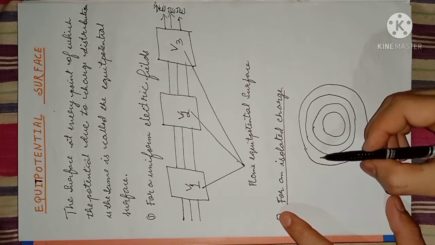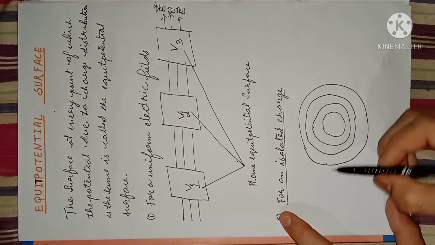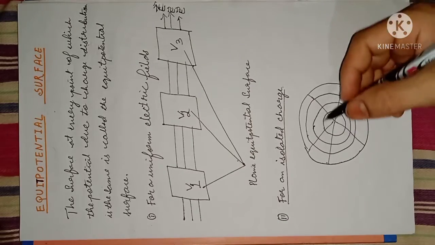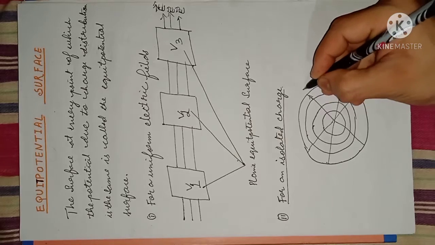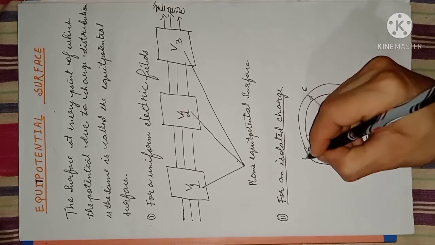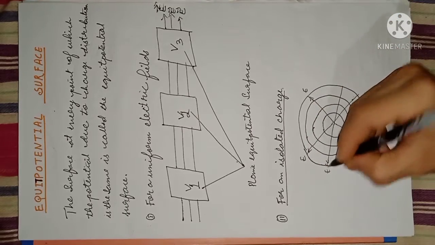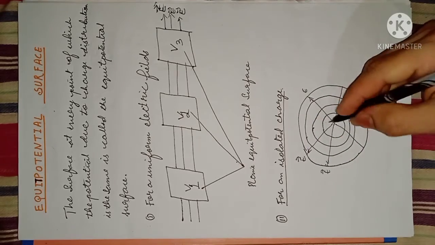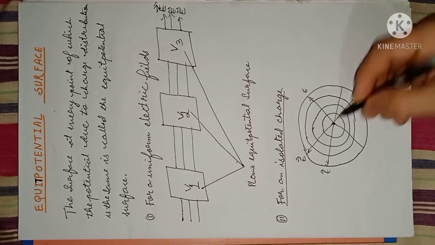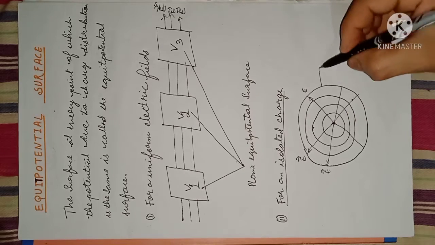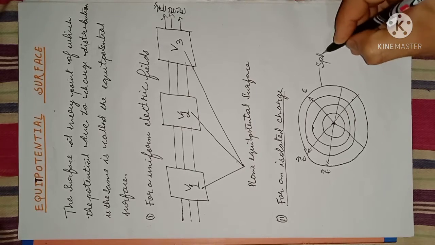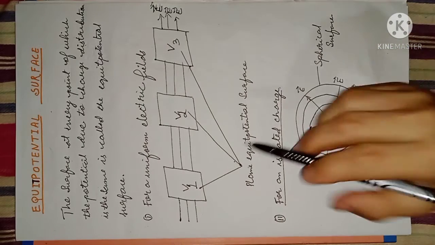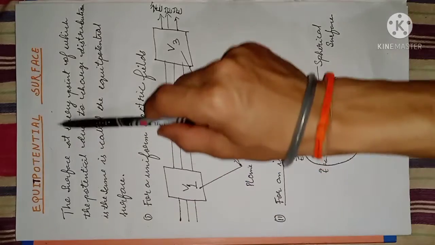Suppose we need to draw electric field lines here. These are some electric field lines of the E vector. For an isolated charge, the equipotential surfaces are these, so you can name them spherical surfaces. I think you have understood the concept of equipotential surface.